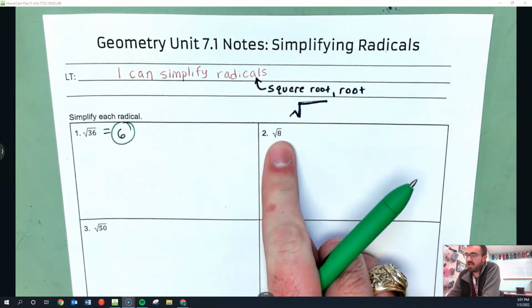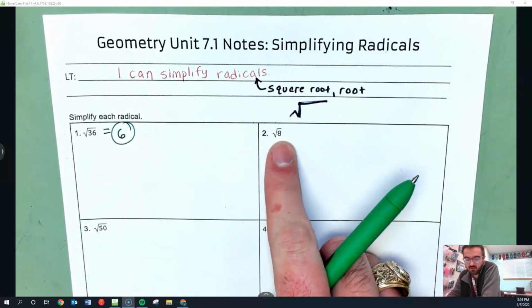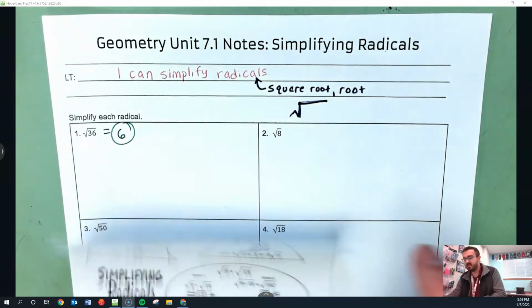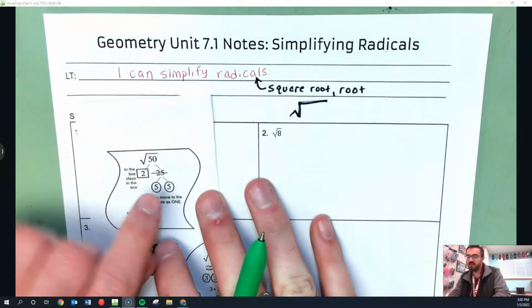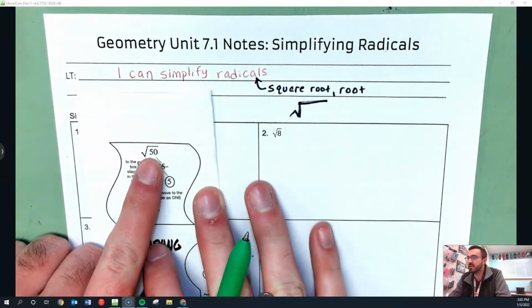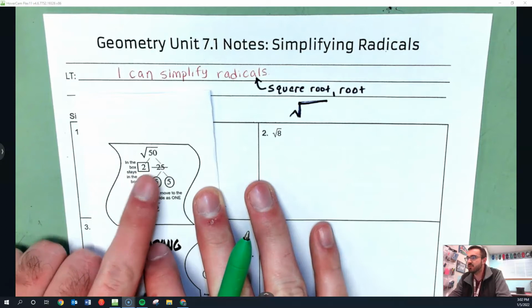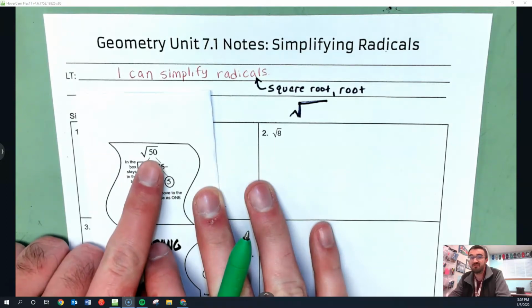We need to find the factors of the number under the radical. Okay, so for instance, in our cheat sheet, we talked about finding the factors of 50. So numbers that multiply together to give me 50. In this example, we used 2 and 25. We could have used 5 and 10. That's about it. Probably the only options.